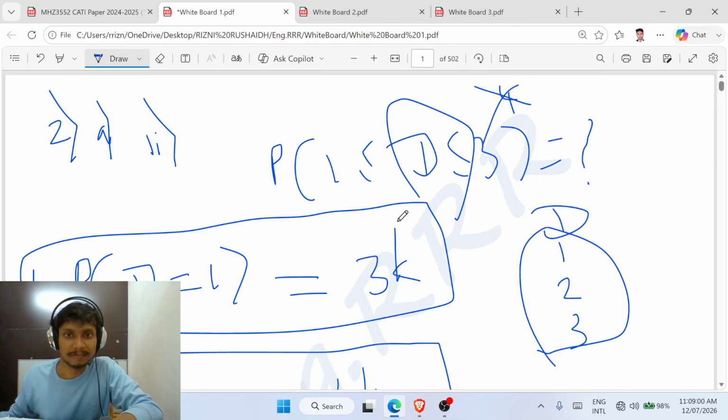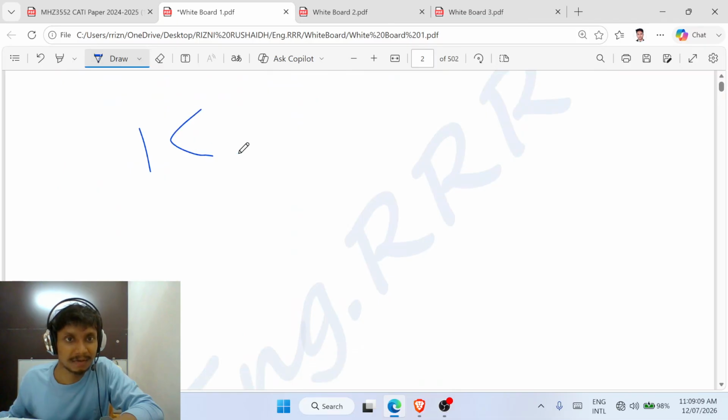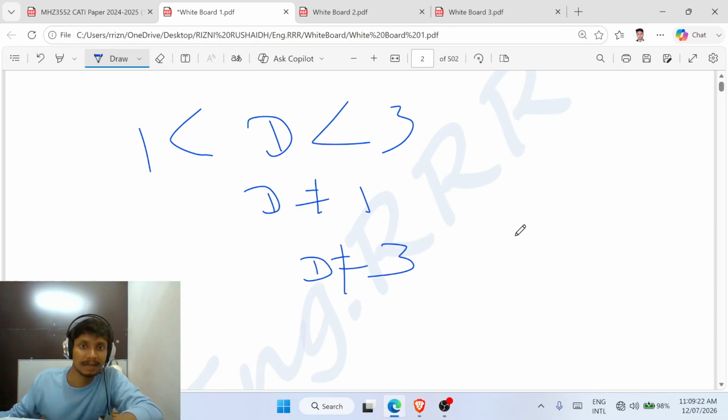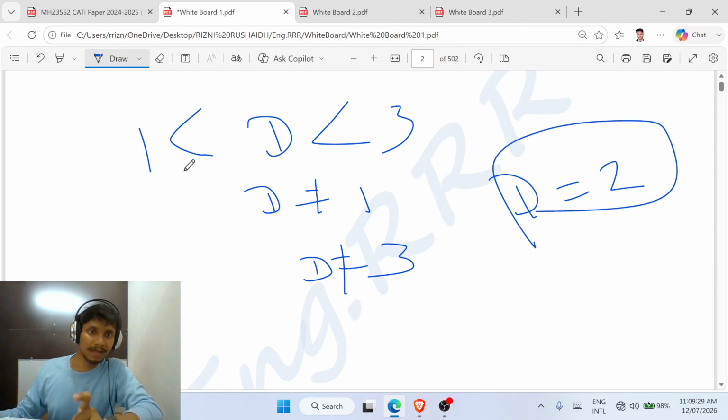Here, 1 less than D. It is very simple. What is the meaning of this? D is 1 less than D less than D. Therefore, D is not equal to 1, and D is not equal to 3. D is therefore equal to 2, because D is a whole number. Therefore, D is equal to 2.